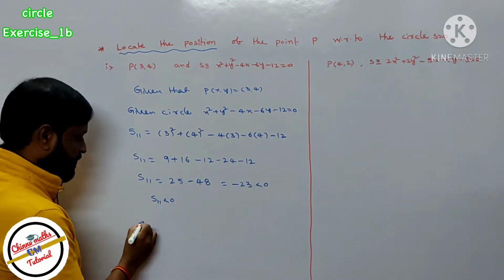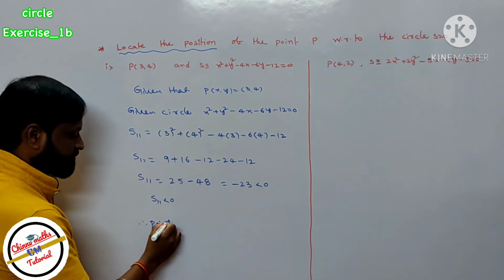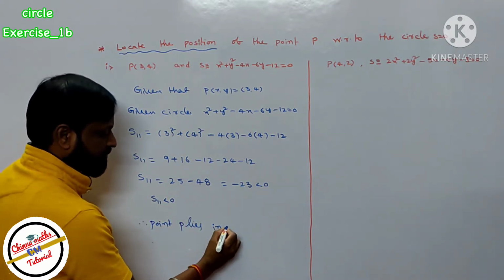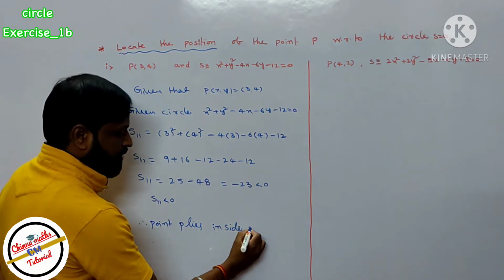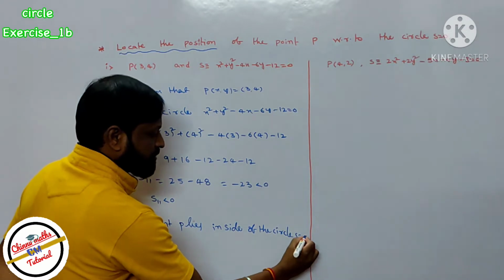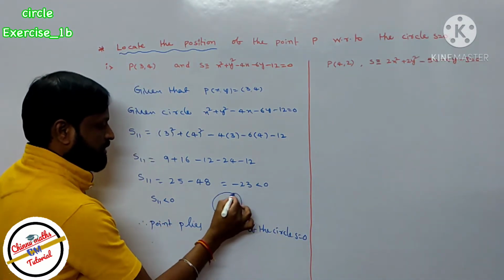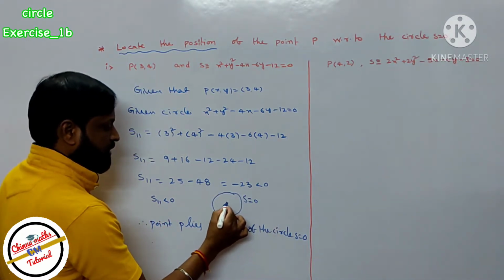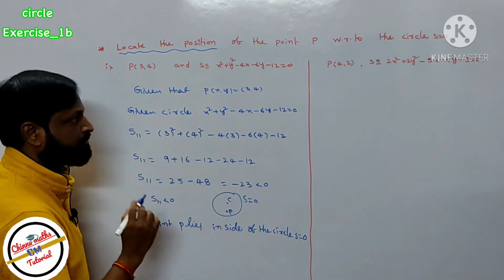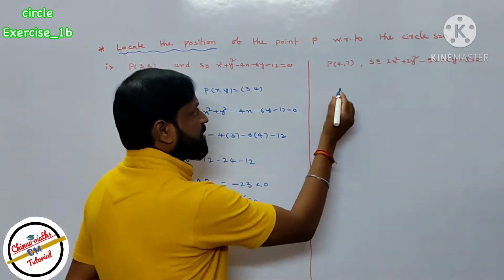So therefore point P lies inside of the circle S equal to 0. So that means it is the circle S equal to 0, it is the center of the circle, then the point P is inside of the circle. The second question, same thing.